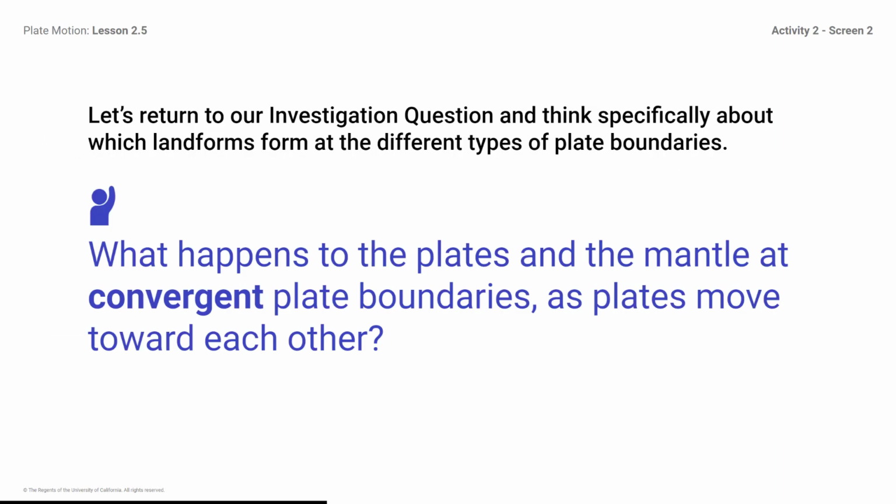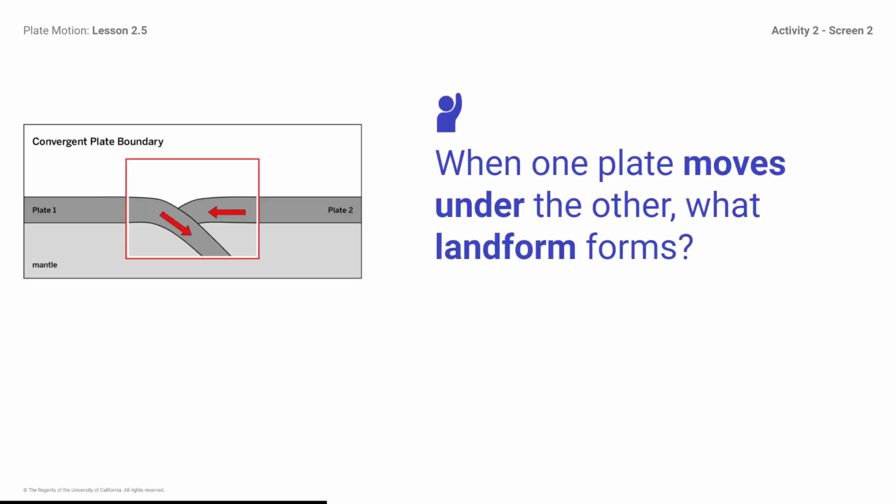Let's return to our investigation question and think specifically about landforms at each of the different types of plate boundaries. What happens to the plates and the mantle at convergent plate boundaries as plates move toward each other? You may respond, one plate moves underneath the other and sinks into the mantle. When one plate moves under the other, what landform forms? You might respond, a trench.